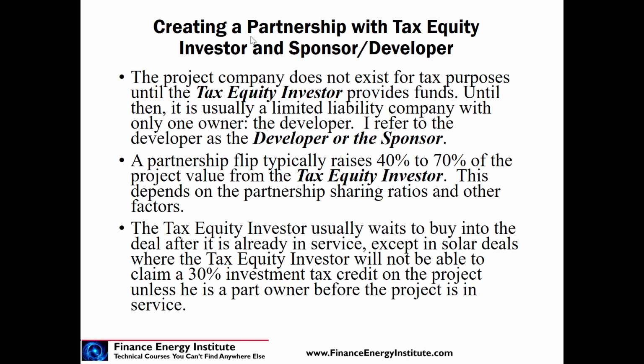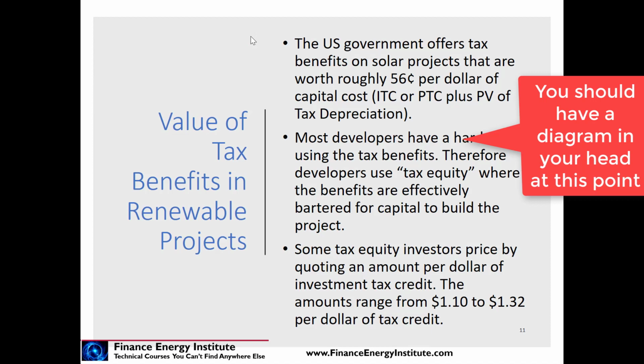So here's the structure. Before we get into the model, let me go through some structuring aspects. There are two investors. There is a project company that doesn't pay tax, a partnership, and it's funded by two investors. I call them the tax equity investor and the sponsor. That's the first thing we want to know. The tax equity investor, I've used some quotes, could put in 40 to 70%, and they usually wait to put their investment in.